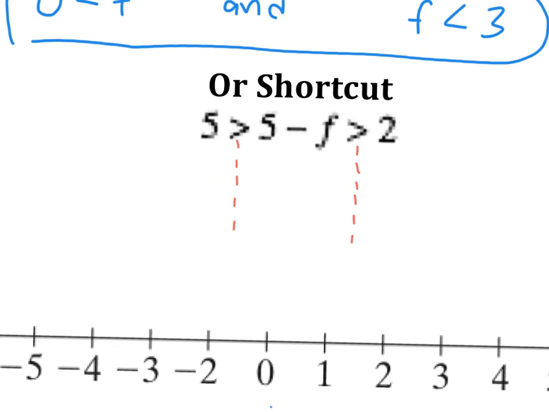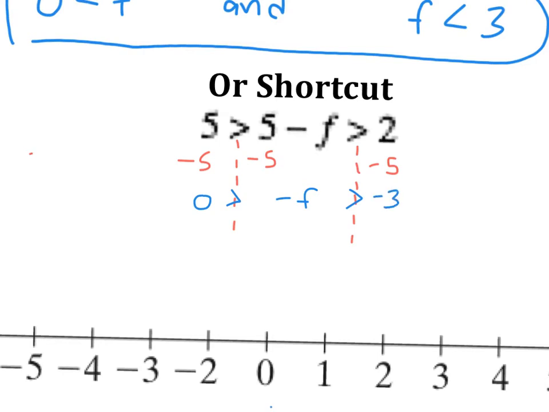Now, since my variable is in the middle, I'm going to subtract 5 from there. And I'm going to replicate that all around. So notice, I save time because I don't actually have to split the inequality. Now I can just calculate what's going on in each section. So this one here, 5 minus 5 is 0. Notice my symbol is going to be exactly the same. And I'm going to bring down the negative f, keep my symbol the same, and bring down a negative 3.